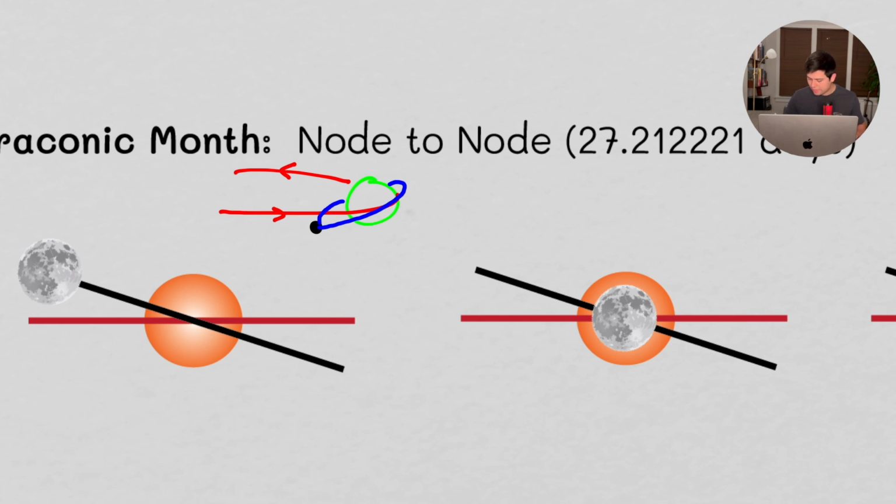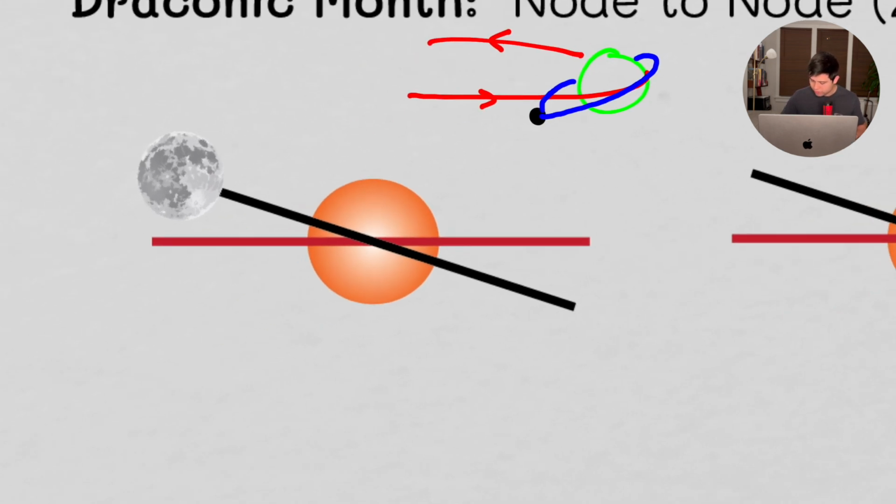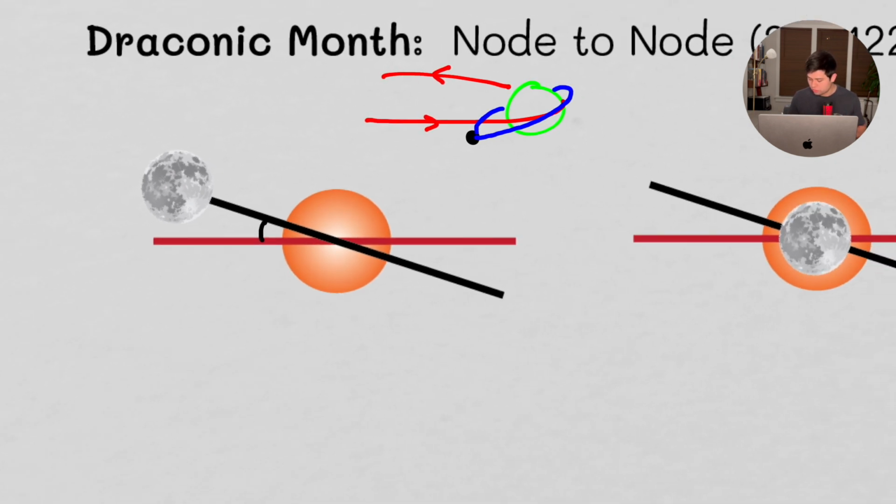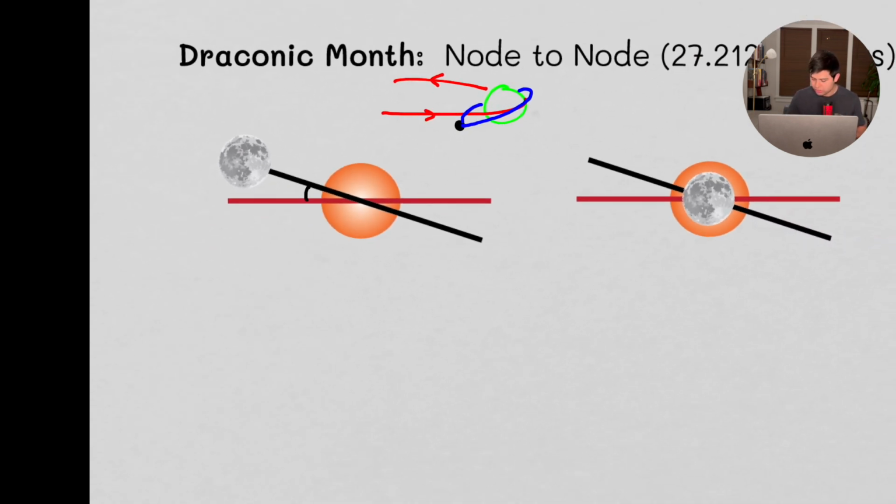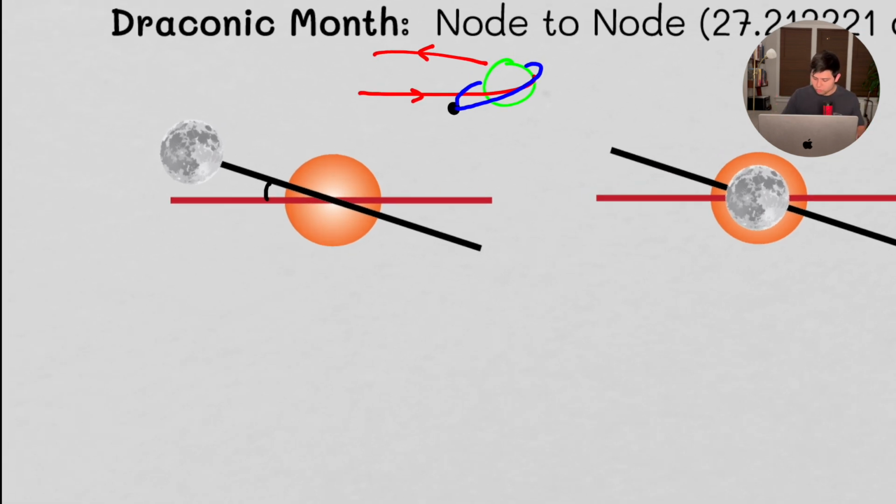and that angle is 5 degrees-ish with respect to the rotation of the Earth around the Sun. Okay, and what's going to happen is that the moon is following this path.